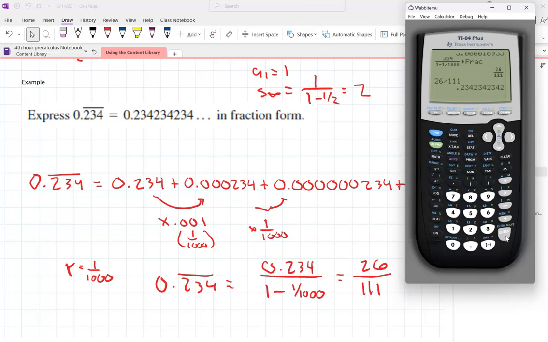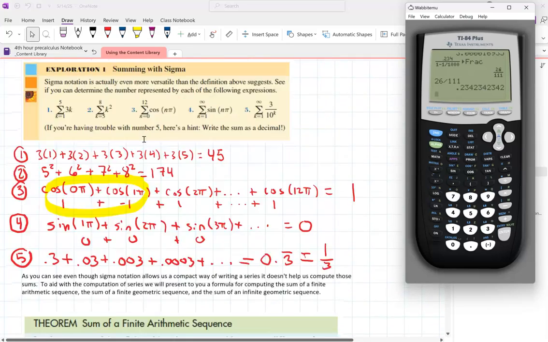I also want to show you on your calculator. Your calculator can do sigma notation and can do those computations. As long as it's not infinite, the calculator can do that. So if you have your calculator with you and you want to follow along to see how to do this, go ahead and pull that out.